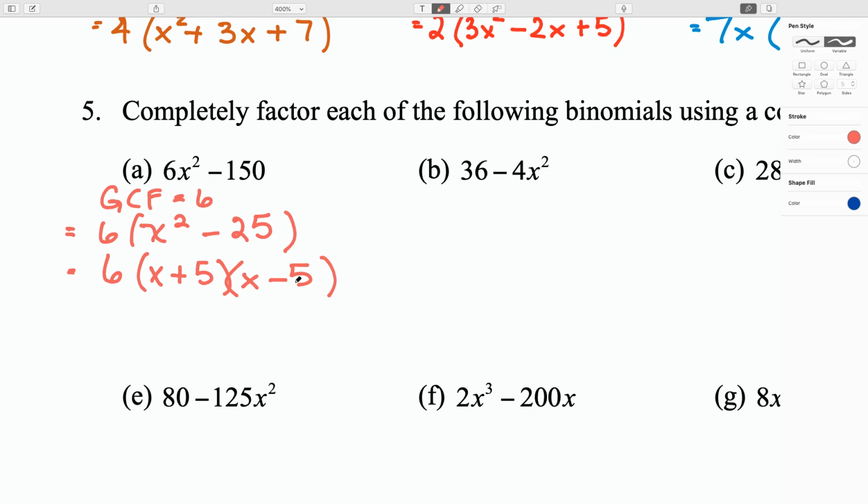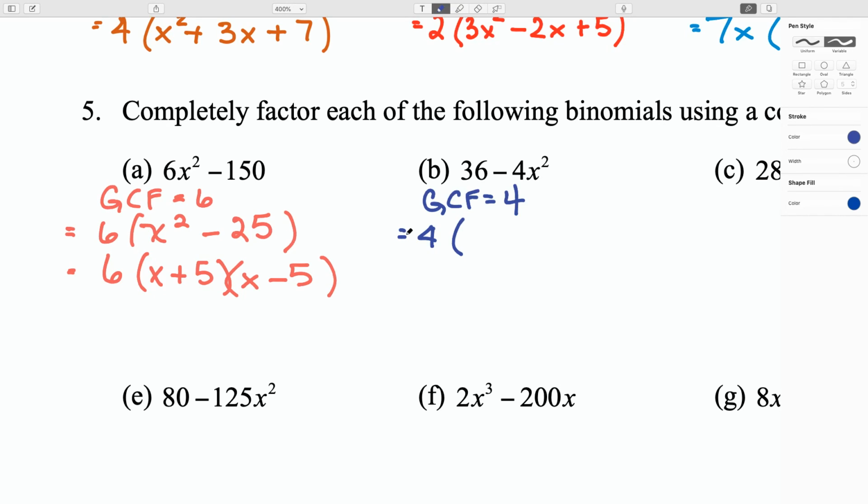And we're done. Next, let's do B. What can go into both 36 and 4? 4. So 4 goes on the outside. And we think, 4 times what will give me 36?